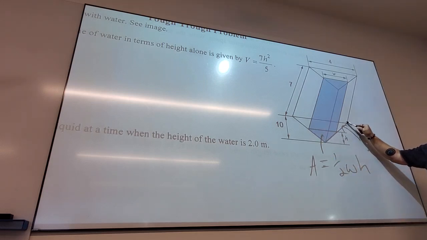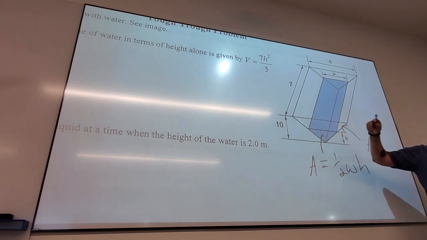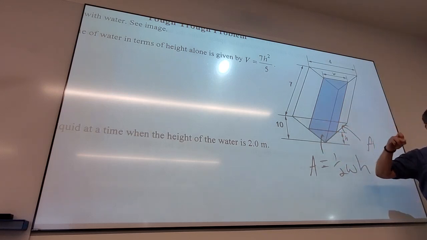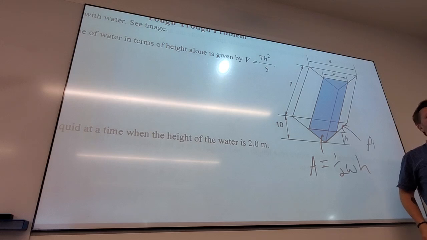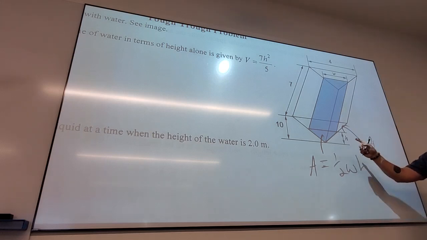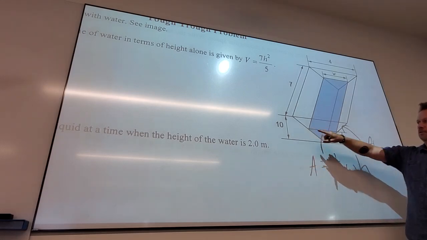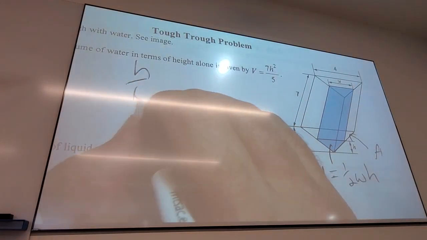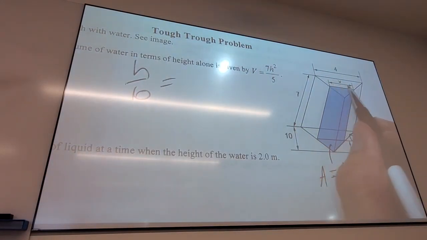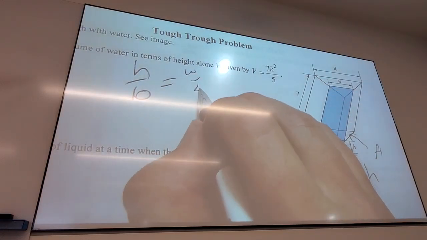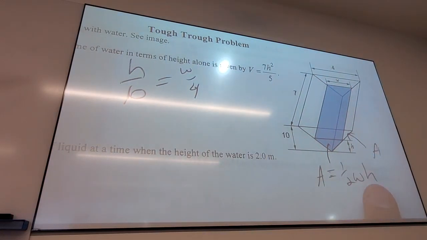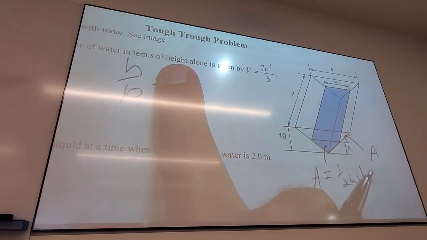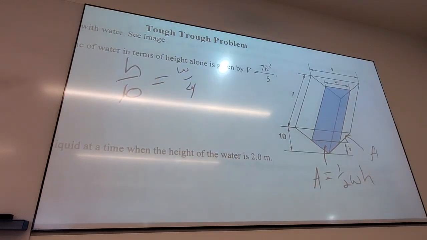Well, what kind of triangles are these? Similar. What does that mean? Proportions are the same. So what I like to do normally is small to big. Don't H and 10, don't they both measure the same aspect of the triangle? So H is to 10 as W is to 4. What letter do I want gone? W. So I want to solve this for W so that when I replace it, it's gone.